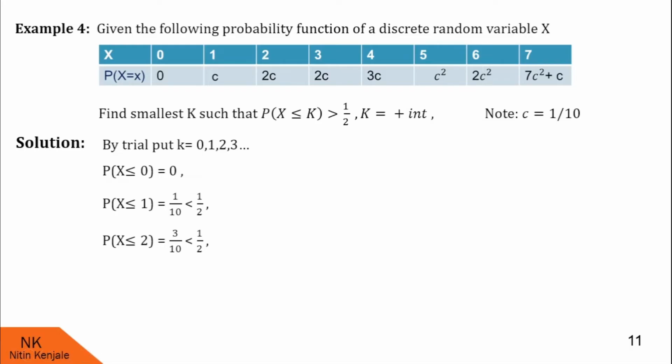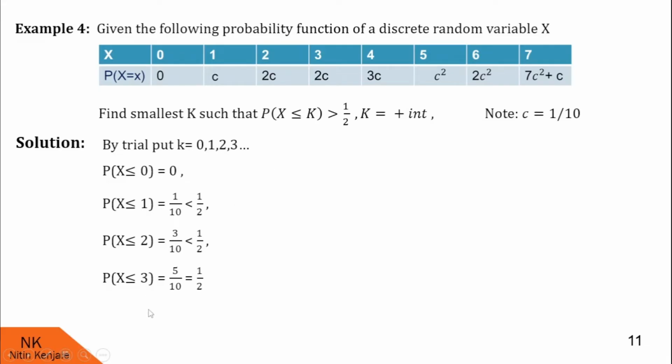Now let's put k equal to 3. So probability of x less than or equal to 3 is c plus 2c plus 2c, which is 5c. 5c means 5 by 10. But 5 by 10 is half. It is not greater than half. Therefore, k once again cannot be equal to 3.